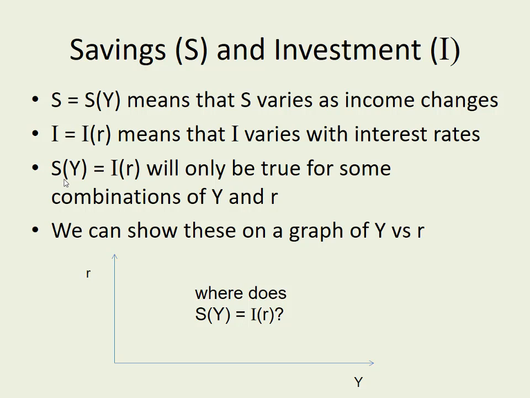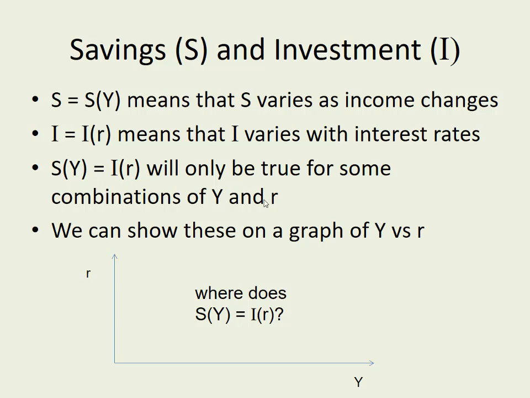Because as this changes, it changes interest rates. This will only work for some combinations of Y and R. So if I keep Y the same, then S stays the same. If I then start changing R, that's going to change this one, but not change this one. So it would muck this equation up. So this will only be true for some combinations of Y and R.